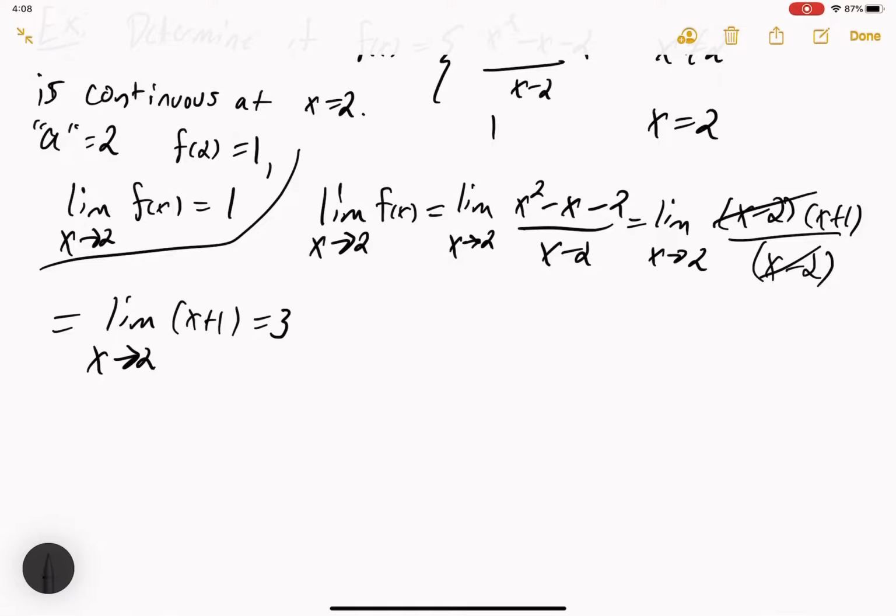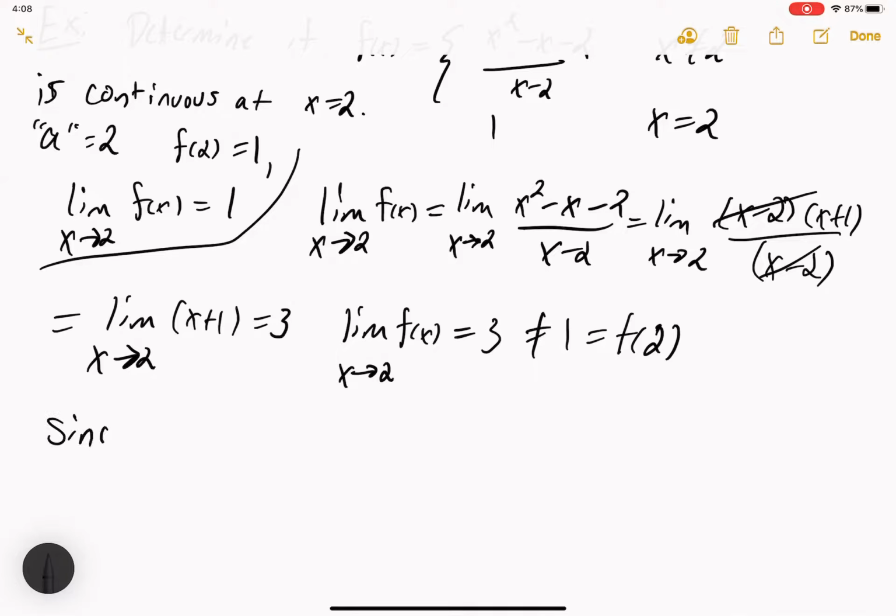All right, so what did we get? So we get the limit as x goes to 2 of f of x is equal to 3. But remember, in order for it to be continuous, this does not equal 1, which is equal to f of 2. So the fact is that the function is discontinuous at 2. So since the limit as x goes to 2 of f of x, which is equal to 3, does not equal f of 2, you say f is discontinuous at 2.